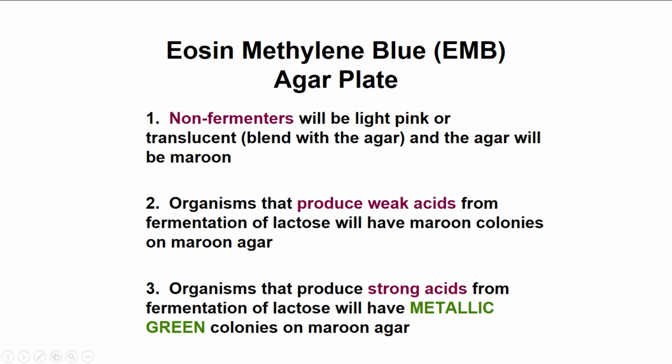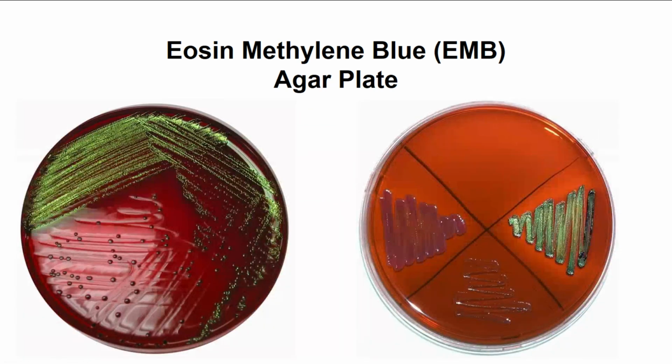If you're a weak fermenter, you'll kind of take on this dark maroon coloration to the colonies. You'll pick up a little bit of dye, but not too much, and so you'll just kind of have a dark coloration to you. If you're a strong fermenter, though, you will have a metallic green sheen on you. So this metallic green sheen indicates that you are a strong lactose fermenter. You can see an example right here. This is usually a good test for E. coli, which is the organism on here right now. You can see it's this shiny green. That means that it's really easy to identify as a strong lactose fermenter.